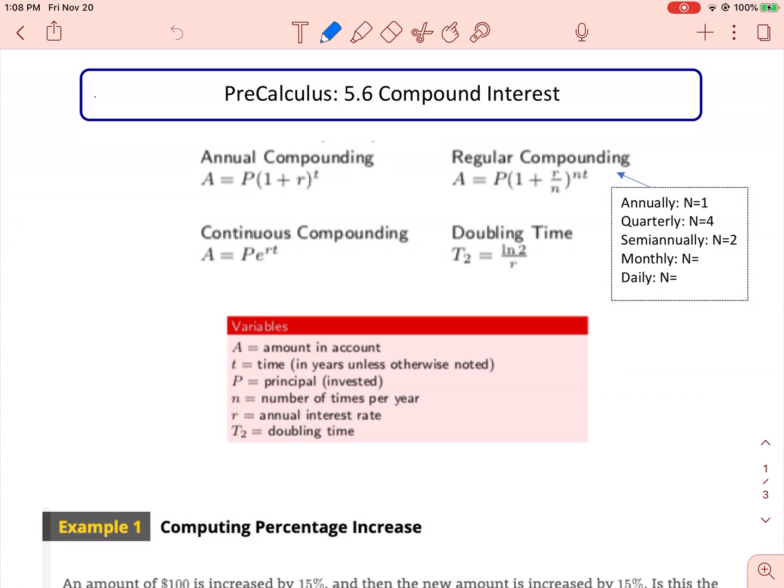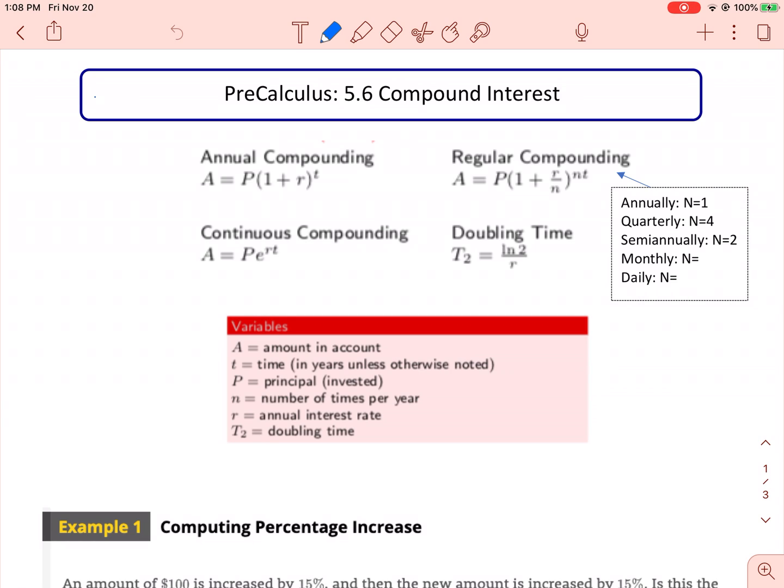So here are the main four formulas: compounding annually, regular compounding, continuous compounding, or doubling time. I have all the variables listed for you in our red table, but we have to be careful here with regular compounding. This is regular in terms of it could be annually, where the n variable will be 1, which actually looks just like the annual compounding because dividing by n or dividing by 1 goes away.